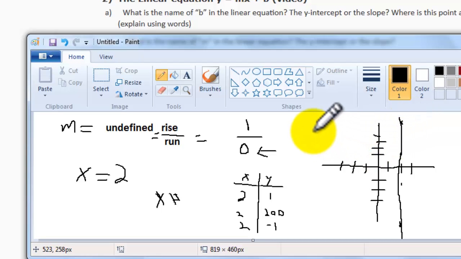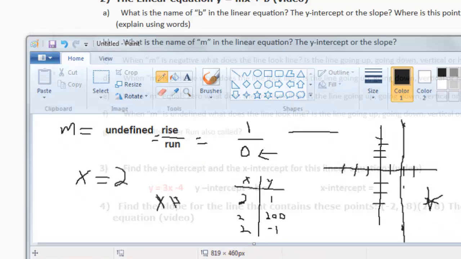And this makes sense, right? A horizontal line has a slope of 0 because it's not slanted. It's not going up or down. This is completely straight up and down. So there is no slope, there's no slant, there's no direction. It's just straight up and down. So the slope is undefined. Okay, that explains all of that.